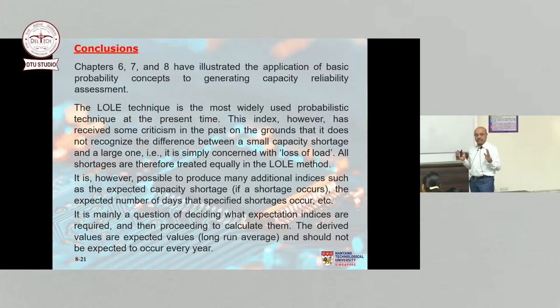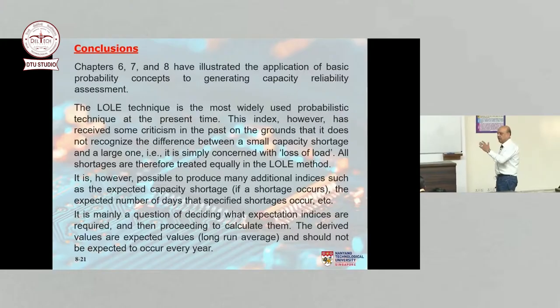Expectation, remember, is the sum of E_i P_i, or P_k T_k, or E_k P_k, depending upon whether you want energy or probability, or if you have capacity, then it could be C_i P_i, right? So things like that. It is mainly a question of deciding what indices you want and then proceeding to calculate them.